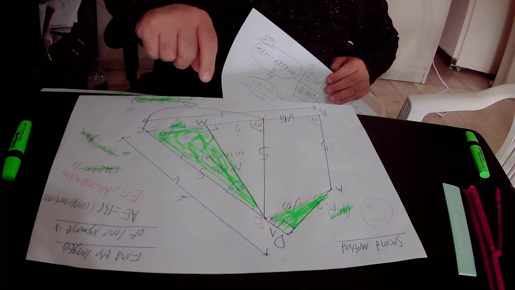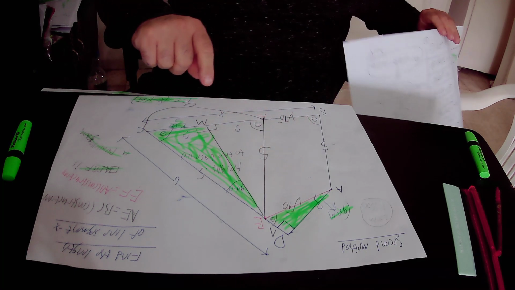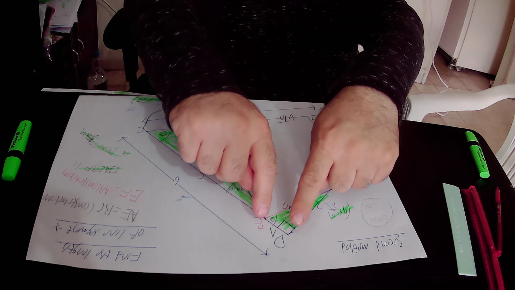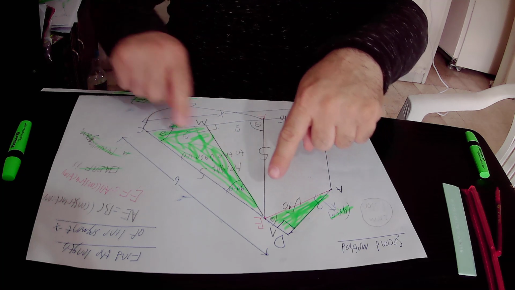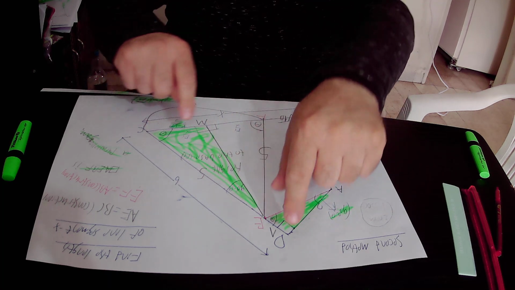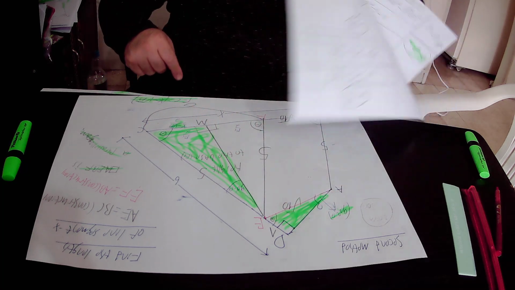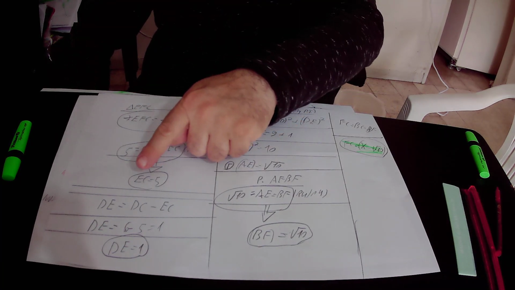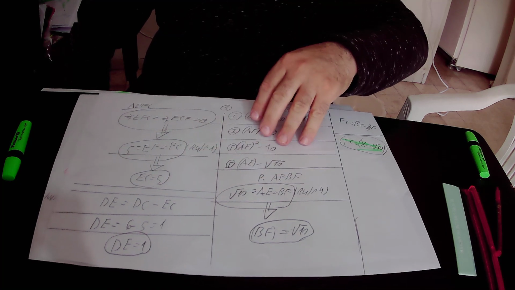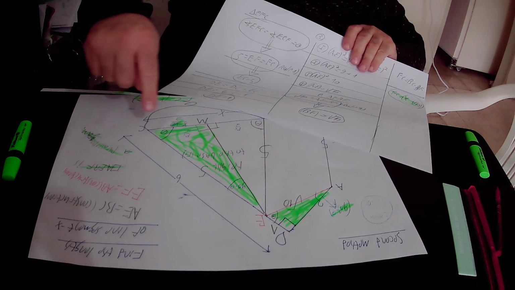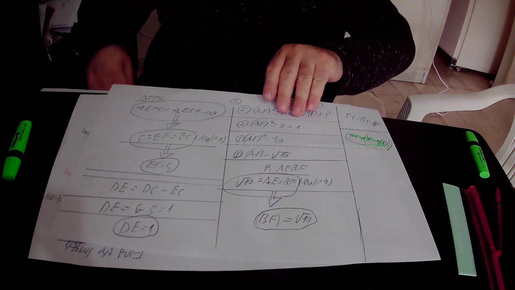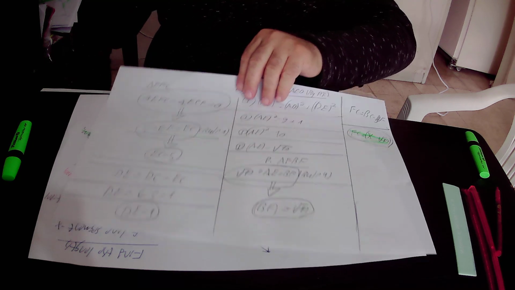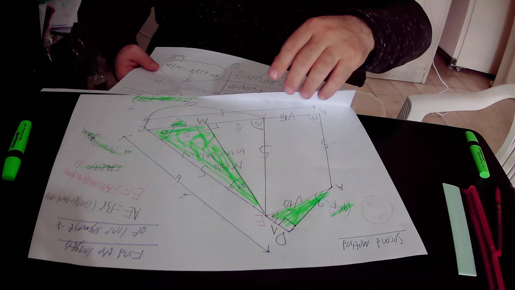And what is the length of DE? From the drawing, it is very easy to see that the length of the short line segment DE equals DC minus EC. Again, DC minus EC equals DE. Here DC equals 6 units, EC equals 5 units. Therefore, DE equals 6 minus 5, that is 1. So we found out that the short line segment DE equals 1.